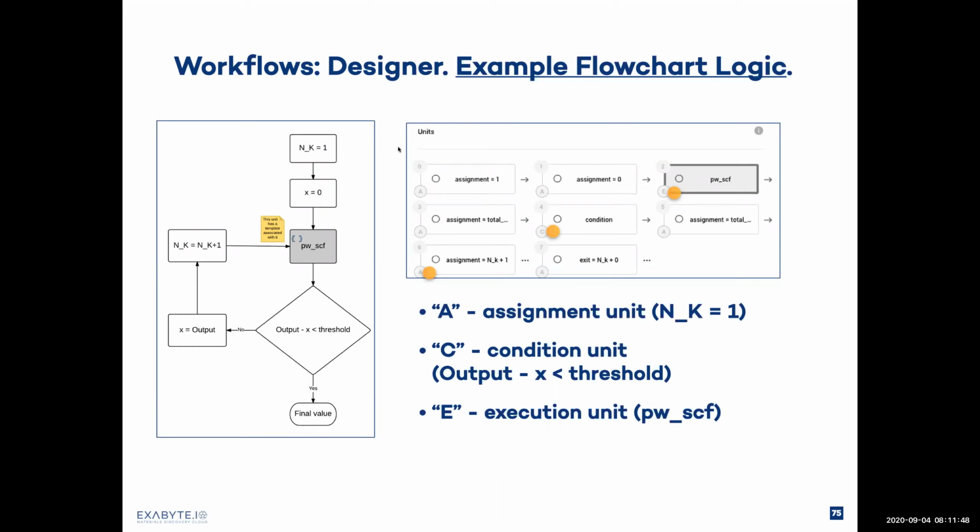flowchart. And the logic that is involved in the flowchart on the right is actually equivalent to this convergence workflow demonstrated on the left, where we first define, let's say, the initial k-point number and an arbitrary temporary variable. And then we run a pw.x calculation and check the output for its total energy, for example, and see whether we have converged the total energy value with respect to the k-point grid. So this is an example workflow that implements exactly that. As you can see, it has assignment type units, condition type units, and execution type units.